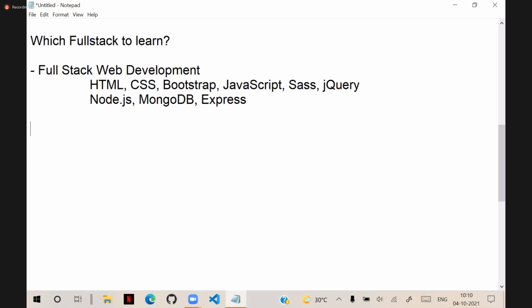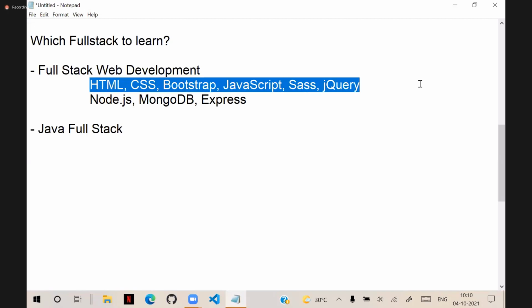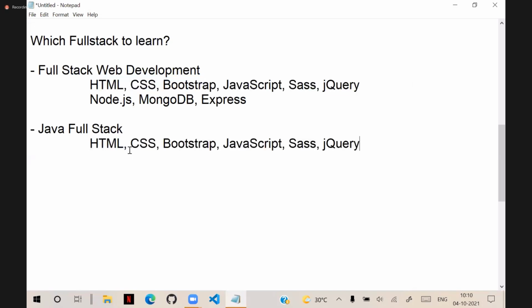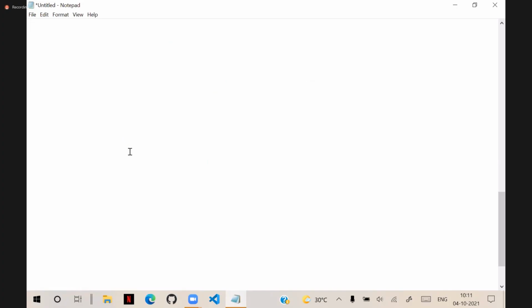Now, people who are learning Java full stack, people generally hear about Java full stack. In Java full stack, this front-end part will be the same. Only in the background, they have to learn Java, which includes core Java, advanced Java, JSP, Spring Boot. All these things they have to learn.